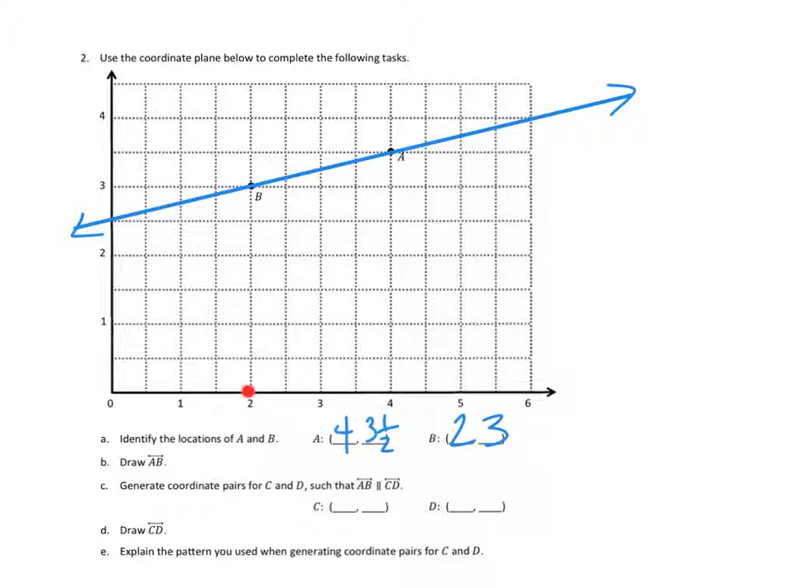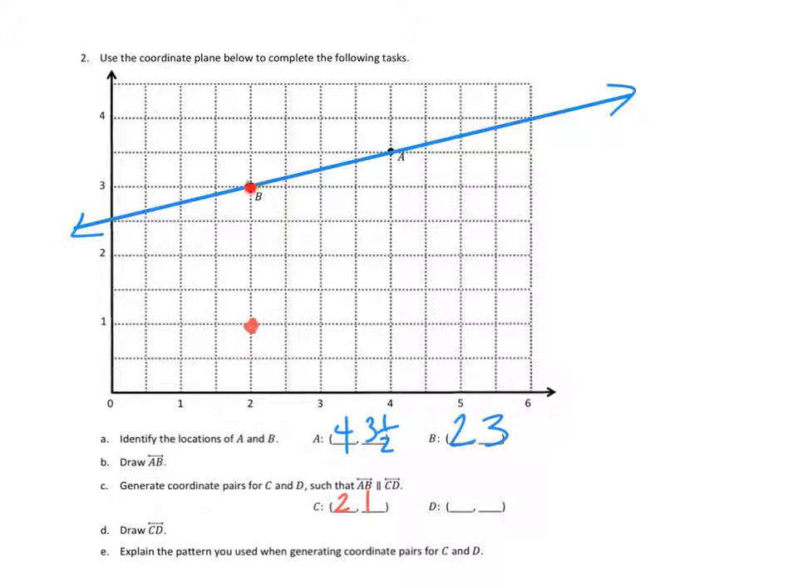So let's see. I'm going to pick a point right here. I guess that's point 2, 1. I'm going to go ahead and put that on the map. 2, 1. And I'm going to call that point C, right? And that is at 2, 1. Okay, now I have to figure out how to slant my line.